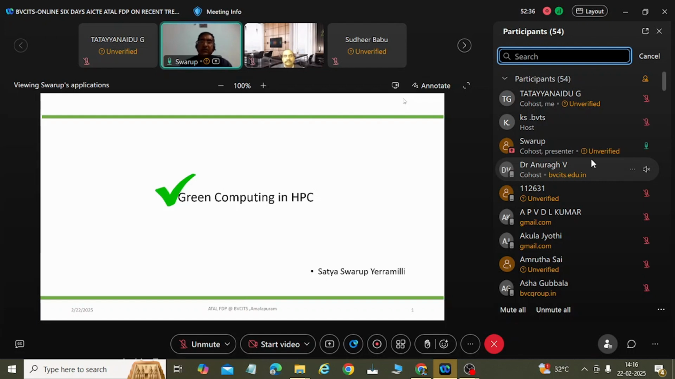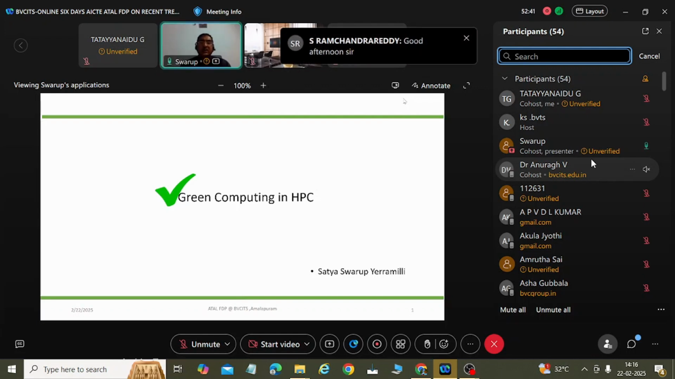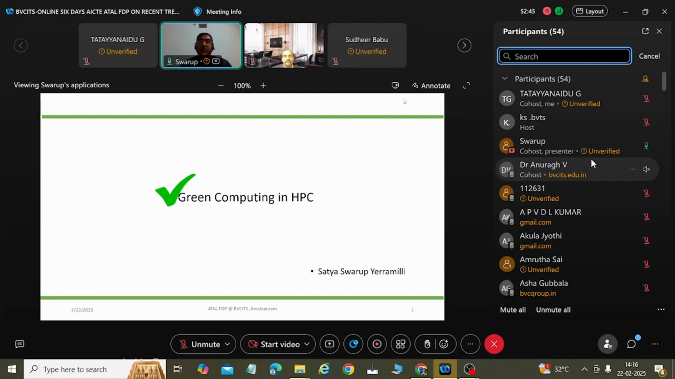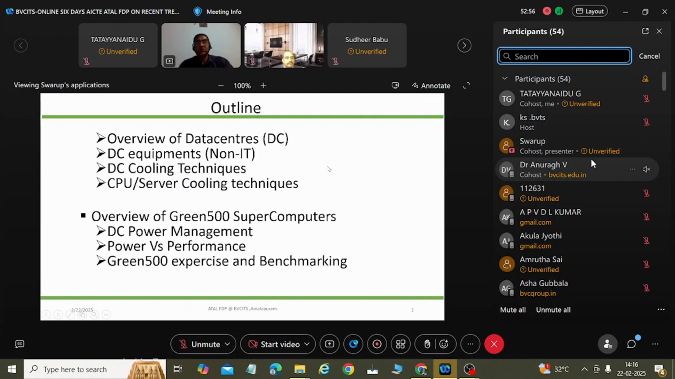Today's session is basically about what is meant by green computing, how to achieve it, and what are the subsystems which are part of green computing. So this is the outline, the overview of the data center.